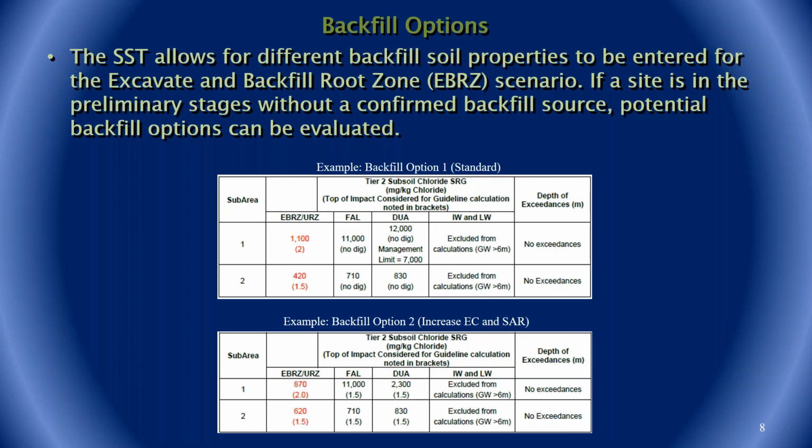Backfill option 3 that we'll run is EC and SAR values equivalent to the average values from 1 to 1.5 in background boreholes, but the saturation percentage is 10% higher than average from 1 to 1.5. In backfill option 4, SAP percentage is 10% higher, and the EC and SAR values are equivalent to the maximum values of EC and SAR that would not result in a more conservative chloride or sodium guideline.